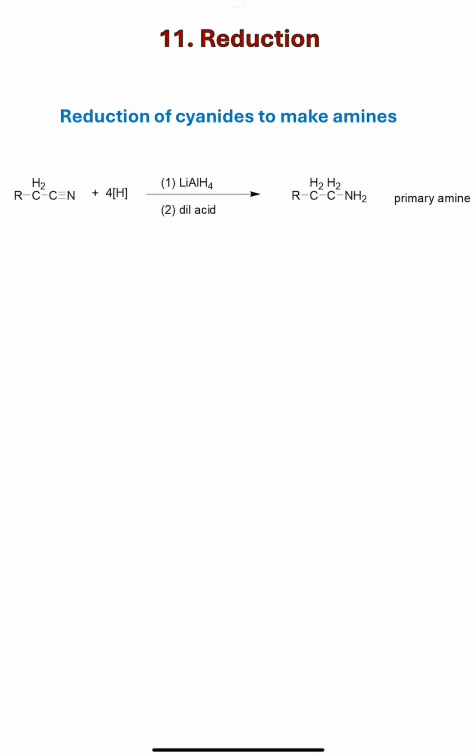The last set of reactions are the reductions, and we have three different reduction reactions. Basically, reduction here will be addition of hydrogen. The first one is the reduction of cyanide to make amines. We have two types of reaction. The first one is when you use lithium aluminum hydride and then dilute acid to reduce the cyanide and make primary amine. There is also when you use a nickel catalyst in the presence of hydrogen gas at high temperature and pressure, that will also give you primary amine.